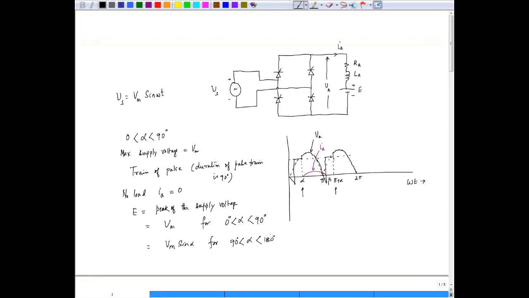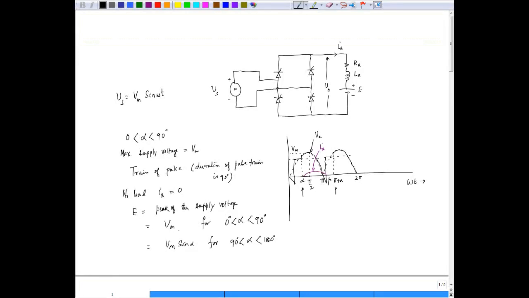Okay, so from alpha 0 to 90, the peak of the supply is Vm. This is Vm, the peak of the supply voltage. And from alpha 90, this is 90 or pi by 2, from alpha 90 to 180, the peak of the supply is Vm sine alpha. Alpha is the instant of triggering.